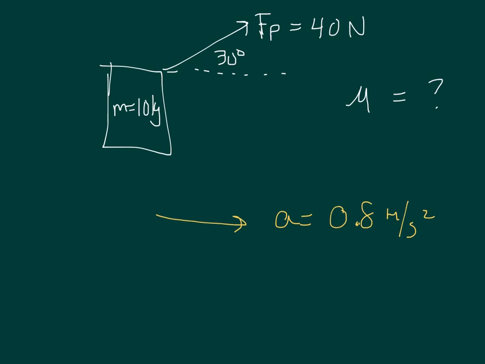Now, we're going to look at our equations of motion. Let's go ahead and do that. So, acting down is gravity. Acting left is friction. Acting up is normal force. What's the deal with this Fp? What do I have to do to it? Marianne?